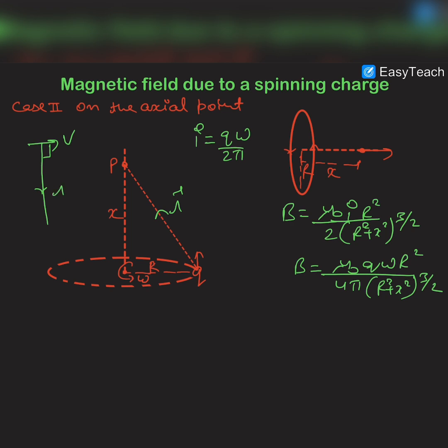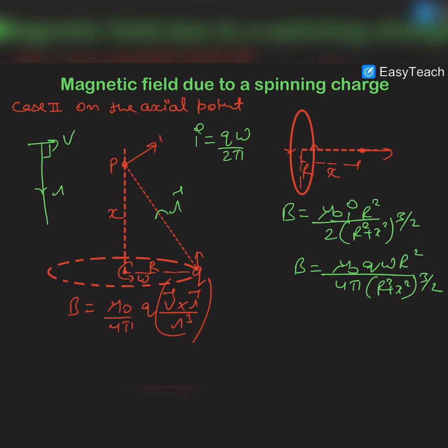So the angle between r vector and v will be 90, and therefore if we consider the fact that q, the value of magnetic field B is mu naught by 4 pi q v cross r by r cube, and if we find out the direction of magnetic field, then that direction would be like that.